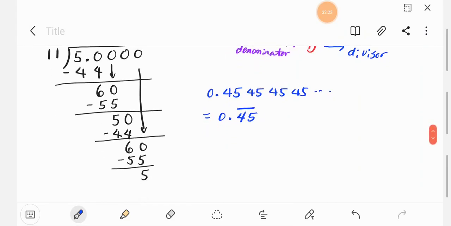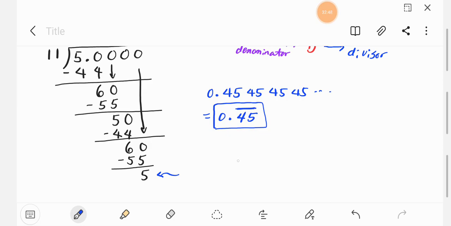Okay, so the remainder will never be 0. Since the remainder will never be 0, you will keep going. So in this case, 45, we keep going. All right, so you can write the result like this. So don't forget this bar.